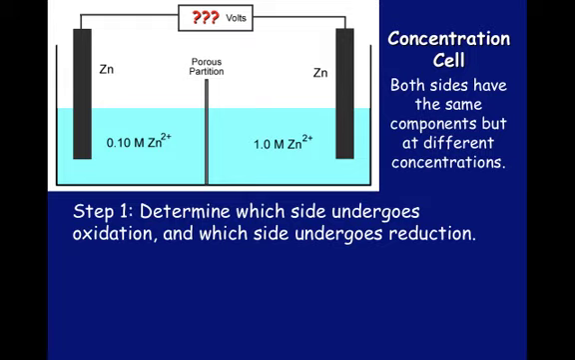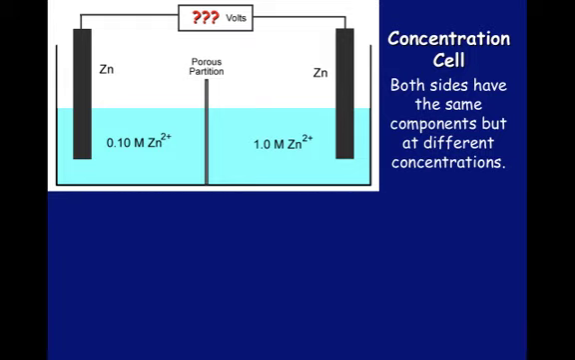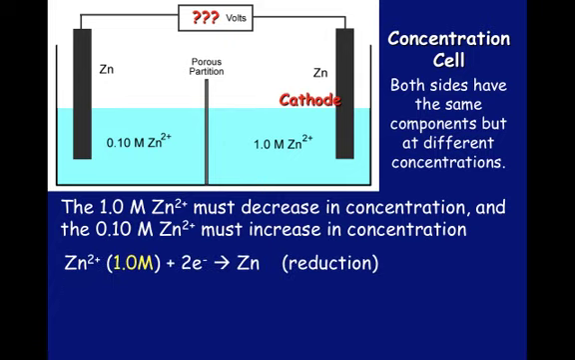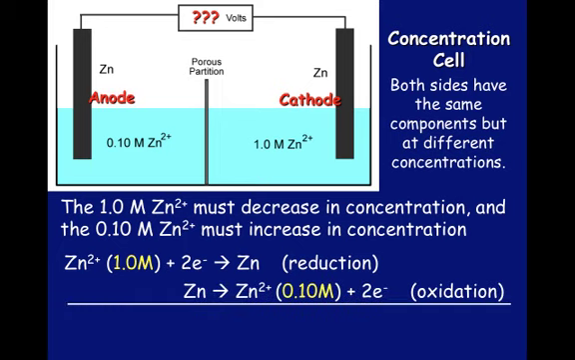So we want to determine which side undergoes oxidation, which side undergoes reduction. Well, the 0.1 molar has to increase, the 1 molar has to decrease. We want to get them to the same concentration, or if we could, get them to 1 molar. In this situation, we're probably going to get somewhere in between. So 1 molar has to decrease in concentration, so it's going to have to be reduced. Therefore, the 0.1 molar has to be oxidized.